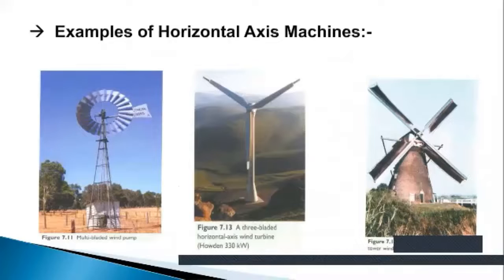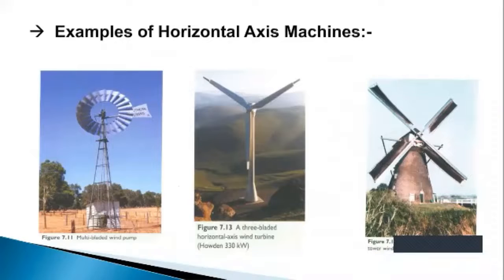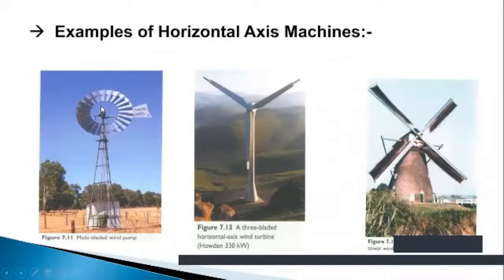These are some examples of horizontal axis machines. First one is the multi-bladed wind pump or wind turbine. In horizontal axis turbines, there are different types. First one is one-bladed, second one is two-bladed, third one is three-bladed wind turbine, fourth one is multi-bladed wind turbine.